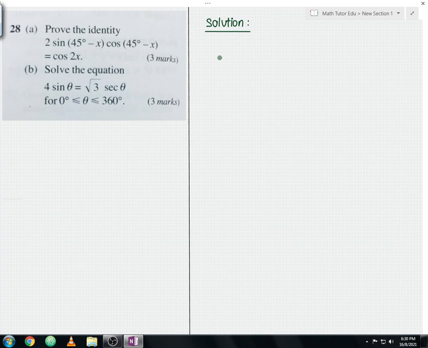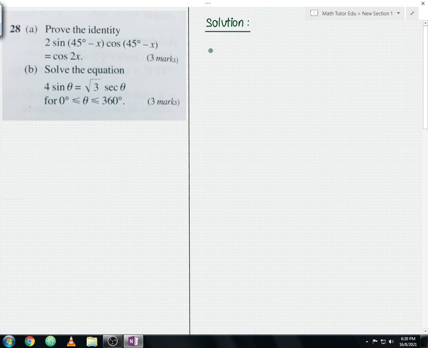Okay, let me read the question now. Prove the identity where 2 sin(45° − x) cos(45° − x) equals cos 2x. So this is for the question part A. For part B, solve the equation where 4 sin θ equals √3 sec θ for the range 0° ≤ θ ≤ 360°. So this is the overall question.